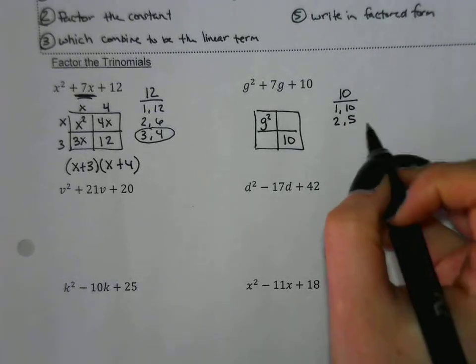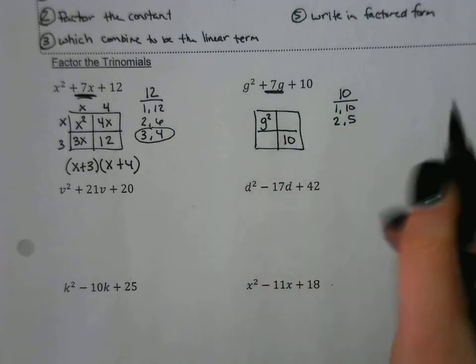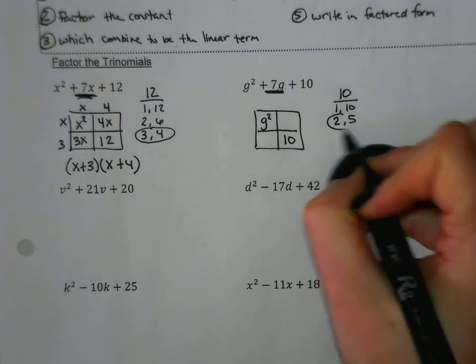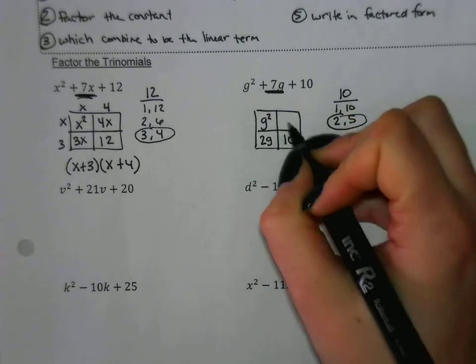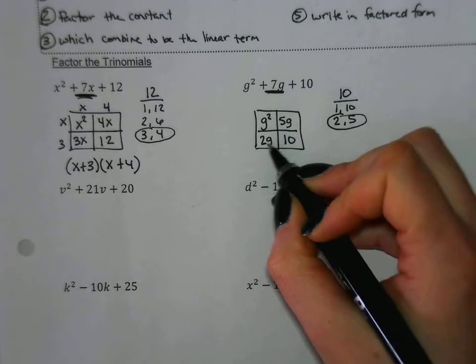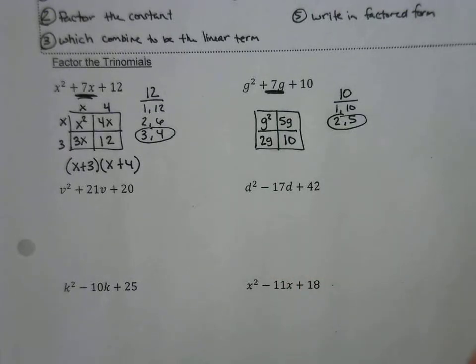Step 3, we have to find which ones combine together to be our linear term. So which ones will combine to be a positive 7. So that's going to be a positive 2g and a positive 5g, because 2g plus 5g is 7g.